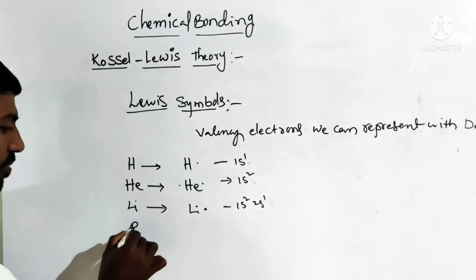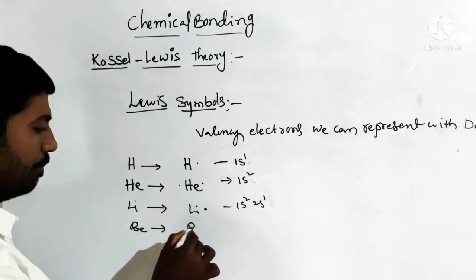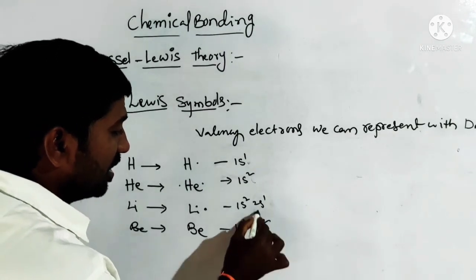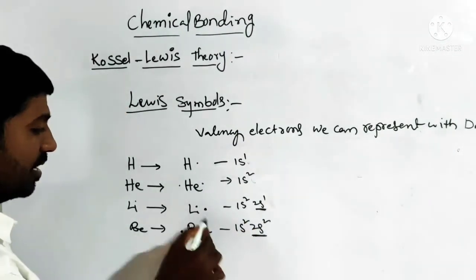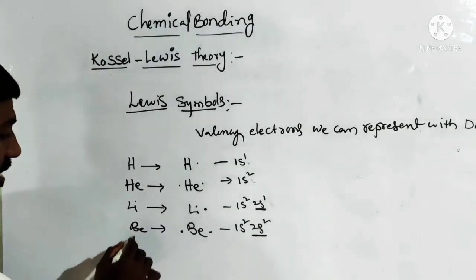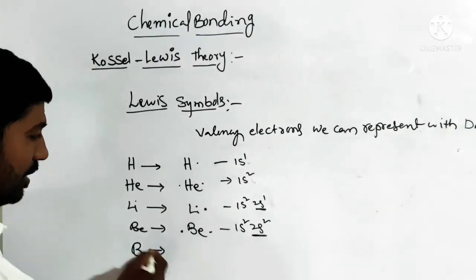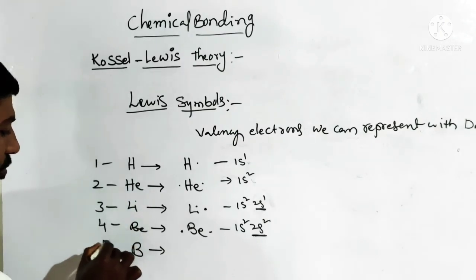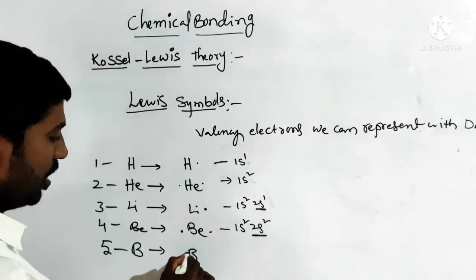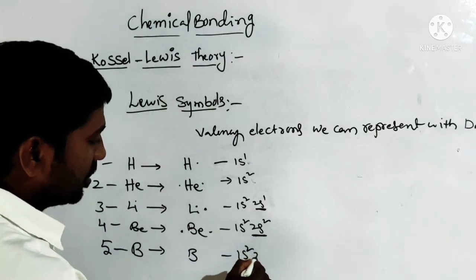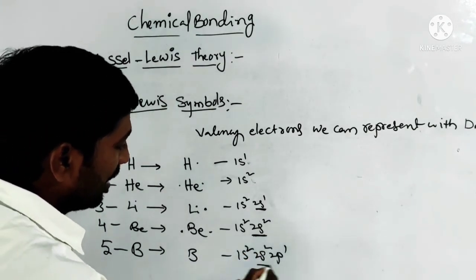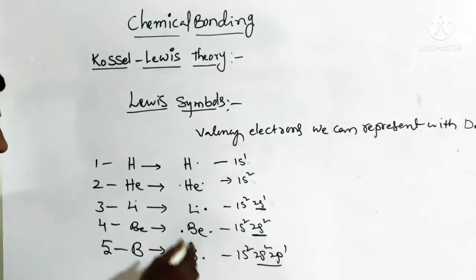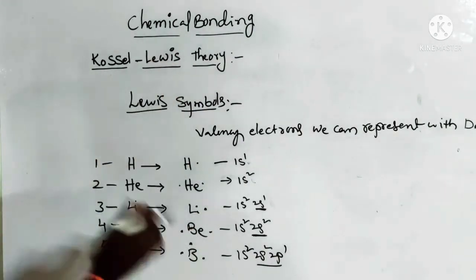Next, after lithium, beryllium, Be, 1s2, 2s2. The valency shell is the last shell, which has 2 electrons. We can represent it like this. Next, boron, atomic number 5, electronic configuration 1s2, 2s2, 2p1. The valency shell has 3 electrons. That means 3 dots surrounded by that atom. These are the Lewis symbols.